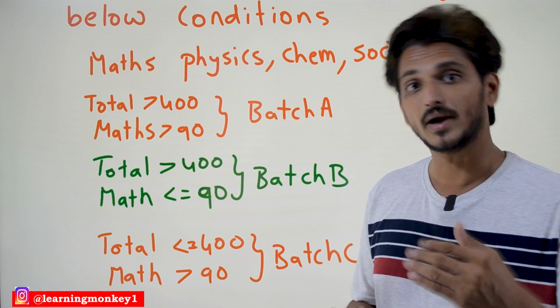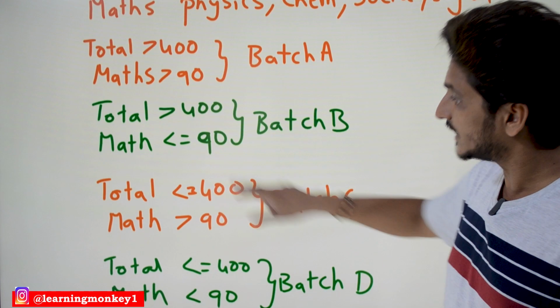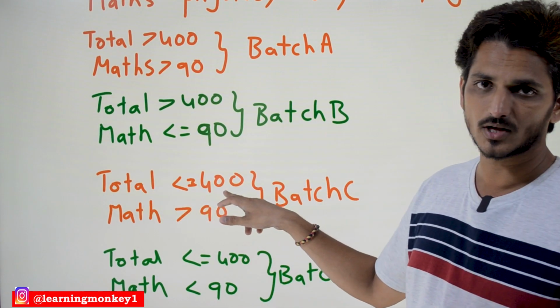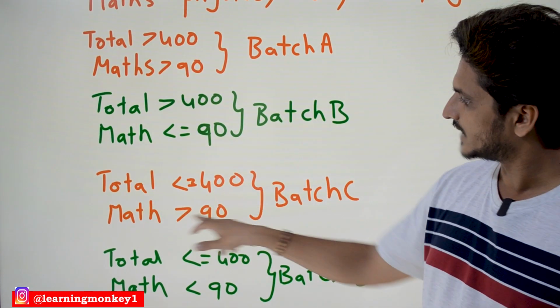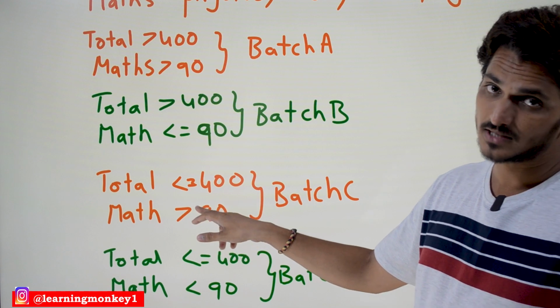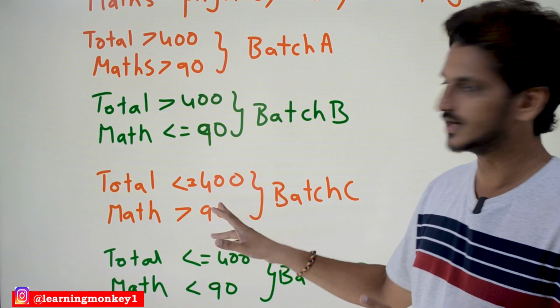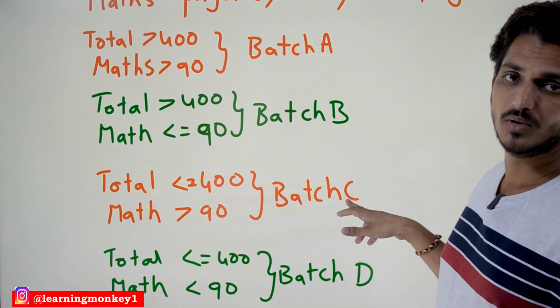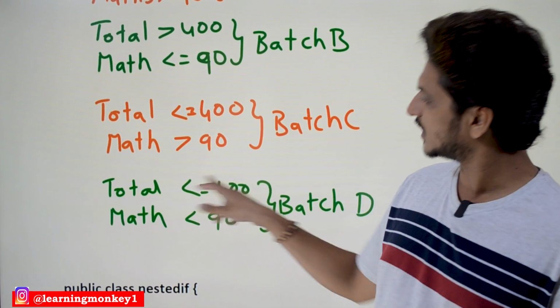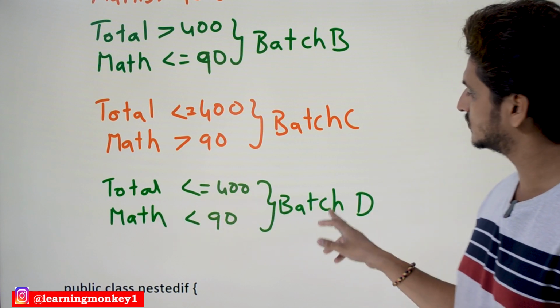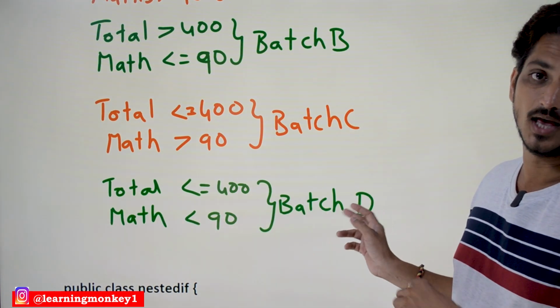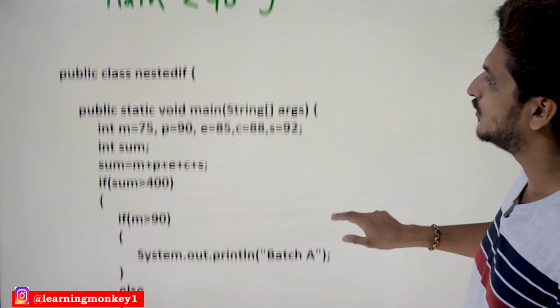With coding, you will get a better understanding. See, the next conditions: total less than or equal to 400 and maths greater than 90, means he is good at maths, but overall total is less than 400, less than 80% or like that. So he belongs to batch C. And if his total is less and maths also less, he belongs to batch D. So in this type of situation, how do we go with nested if?